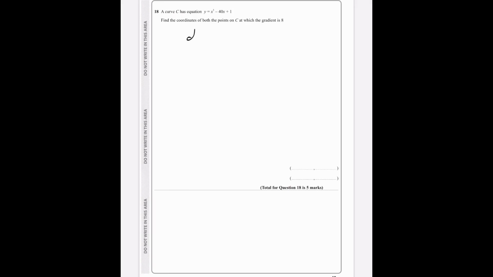Question 18, we're dealing with gradients of a curve, so we'll differentiate. Differentiating once gives us 3x squared minus 40. I'm going to equate that to 8 because I know the gradient is 8 from the question. Add 40 to both sides, divide by 3, and then square root, remembering to take the positive and the negative square roots of 16. Gives us plus or minus 4.